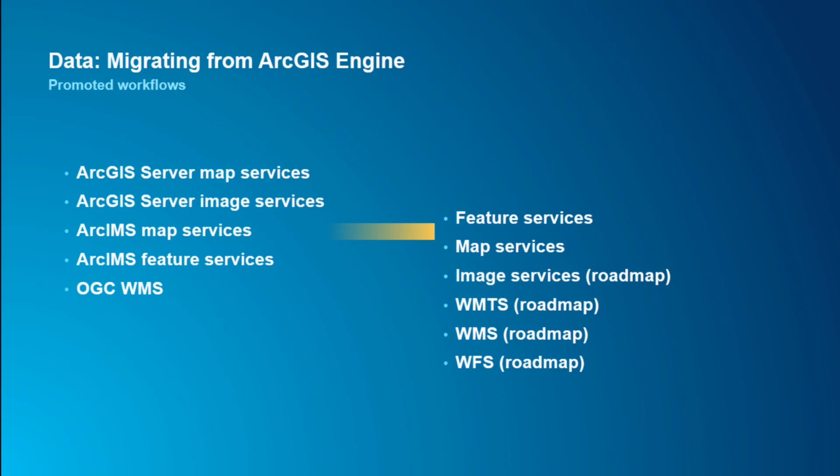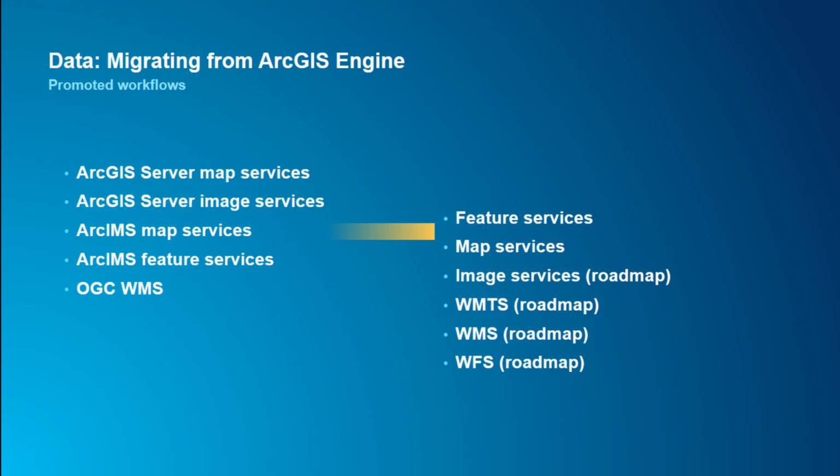So I talked about local data support, ArcSDE, raster data support. What about services support that you had in ArcGIS Engine as well? So there were a number of service types supported in Engine: ArcGIS Server map services and image services, ArcIMS map and feature services, and also OGC WMS service. Crucially, the one thing that was missing in ArcGIS Engine, I think, was ArcGIS Server feature service.